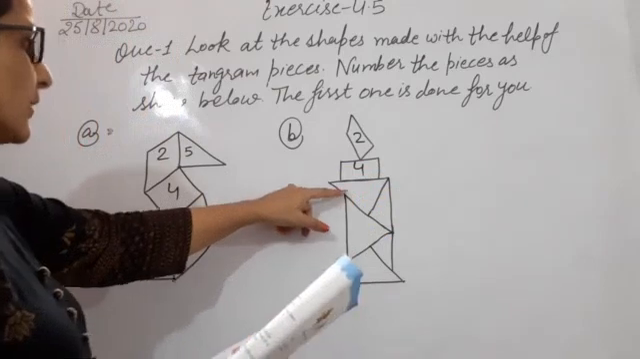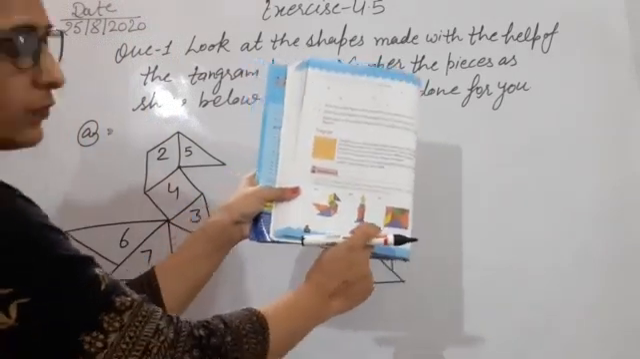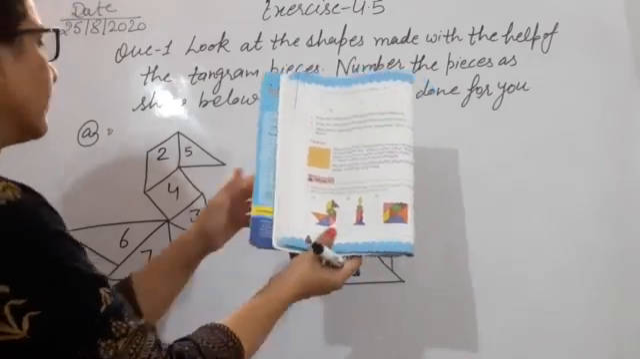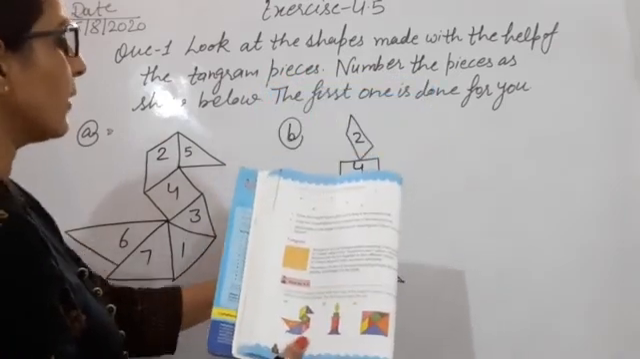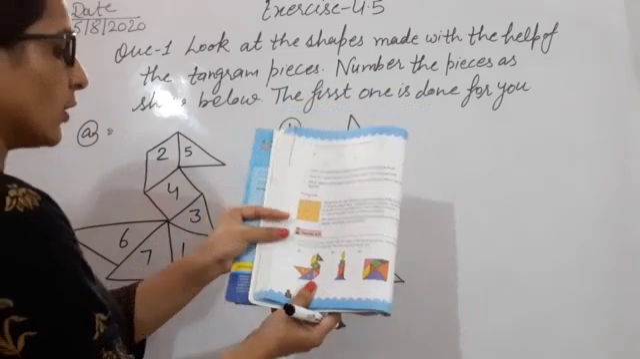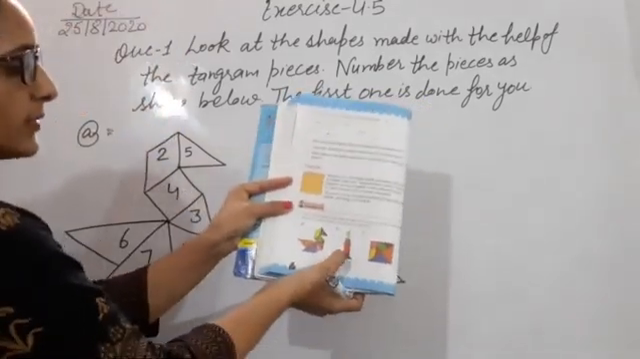Now this one is the triangle. In your book the colorful pieces are given. With the help of them you can identify which one is given there. I don't have the same color, so that's why I am using this color here, but you look into your book. This one is your 1. Clear? The next one here is orange.